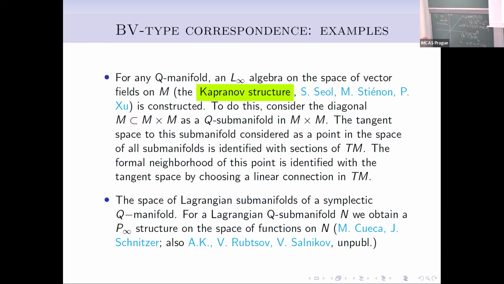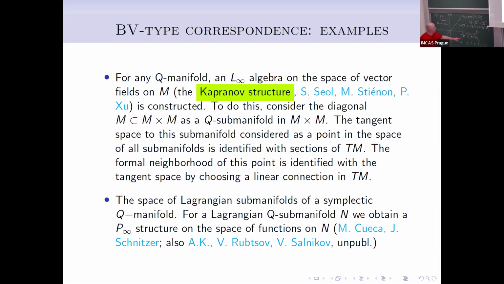So what we are doing now with my student Valentina, we examine the case where M,Q is a Hamiltonian Q field, and here instead of L infinity, we obtain P infinity, but it's a little bit complicated way. So the idea, we follow more or less this procedure, but the result is somewhat more complicated.